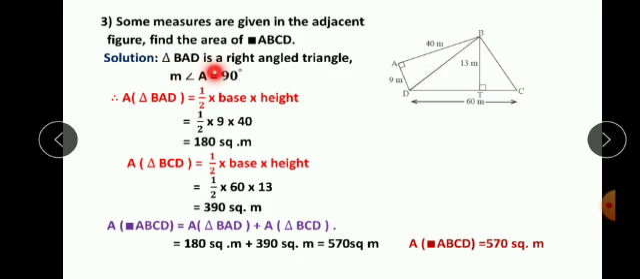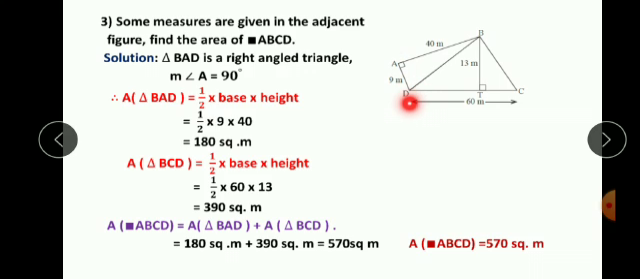Now triangle BAD is a right angle triangle and measure of angle A is 90 degree. So what will be the area of triangle BAD? Half into base into height. Here base is 9 meter and height is 40 meter. So half into 9 into 40. What we will have? 180 square meter. If you cancel 40 with 2, you will get 20, and 9 into 20 is 180. So we get the area of triangle BAD as 180.